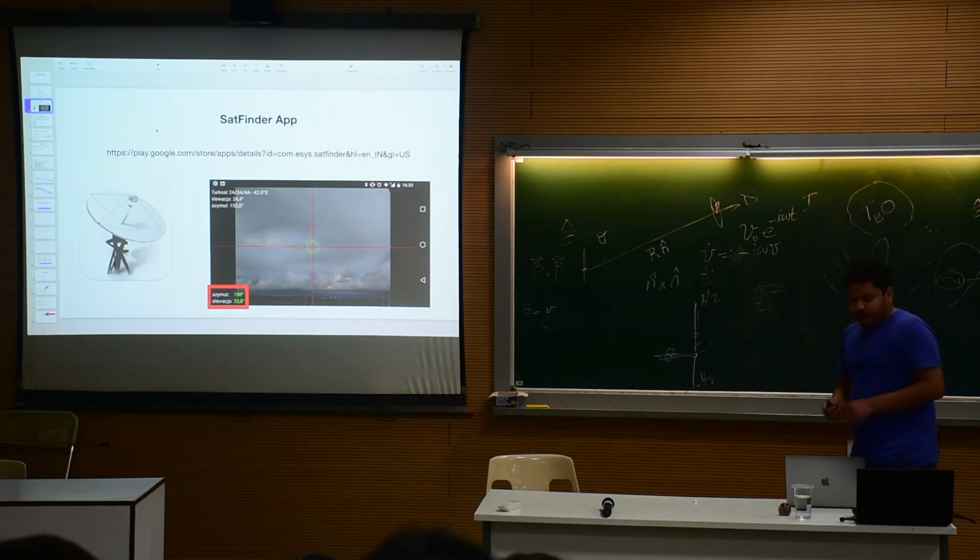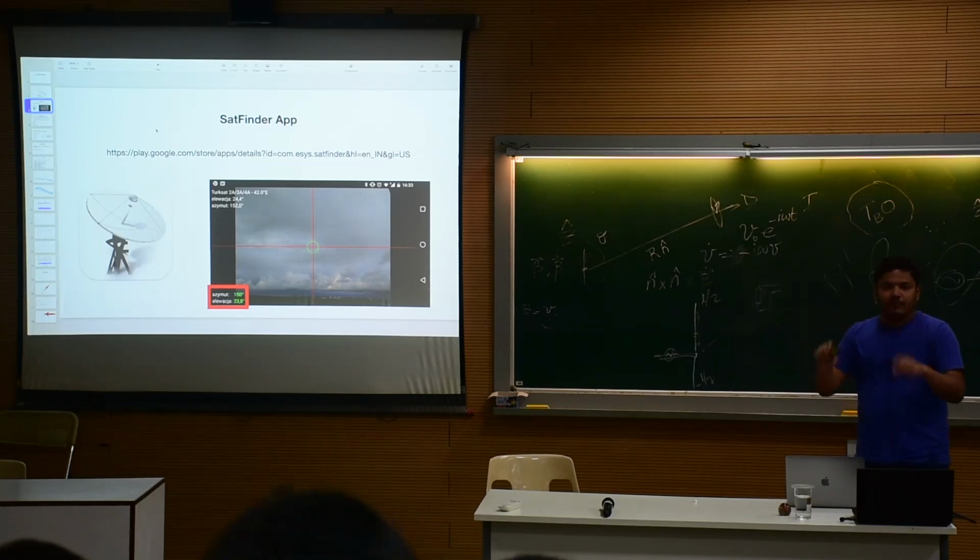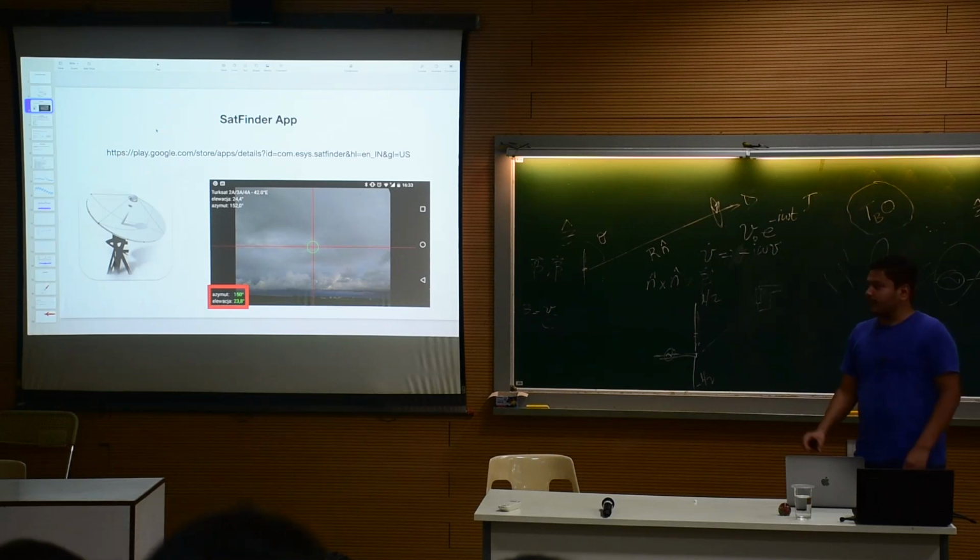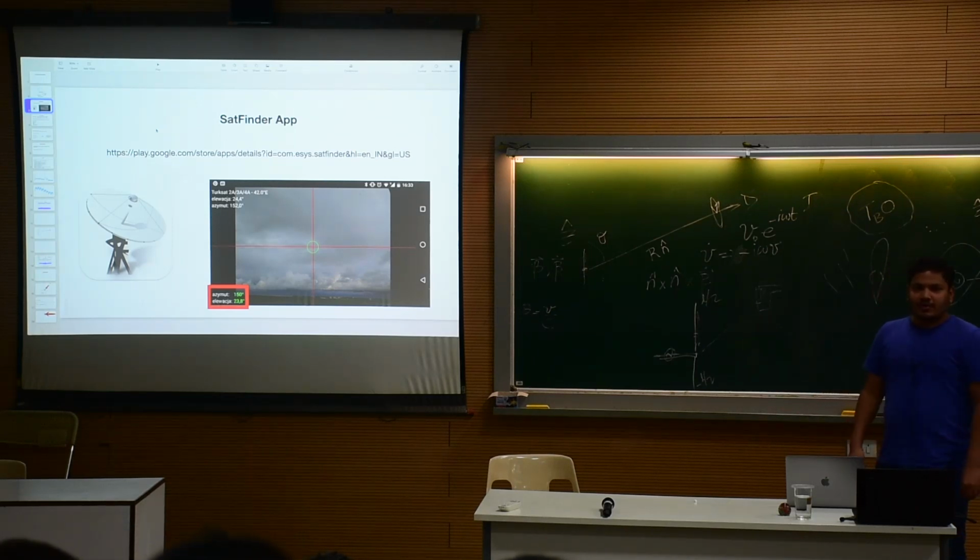So there are a few requirements for this experiment. To point the antenna in a particular direction, we need the azimuth and elevation of the antenna. We are doing that using this Sat Finder app, which will basically tell you where your mobile phone is pointing, and you can put it at the back of the antenna and you can turn the antenna. So first set the azimuth and then the elevation.